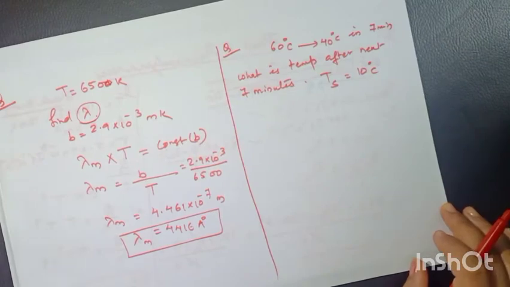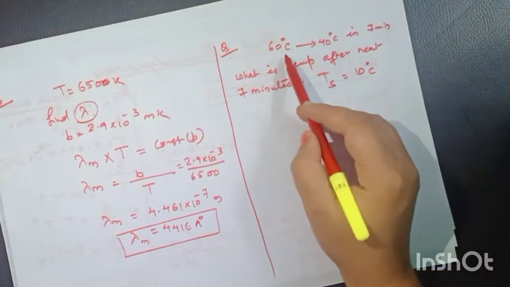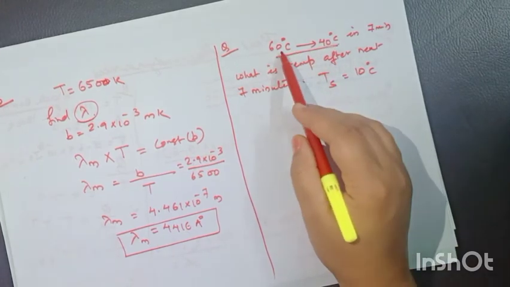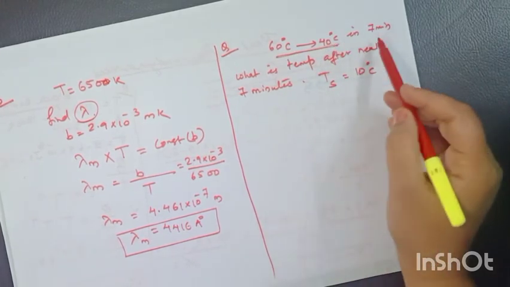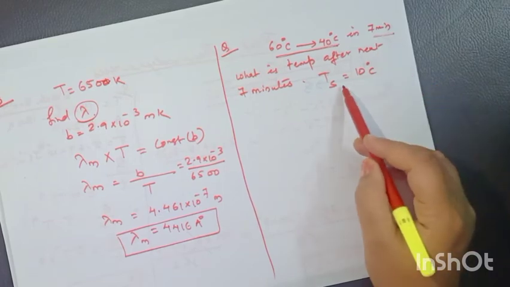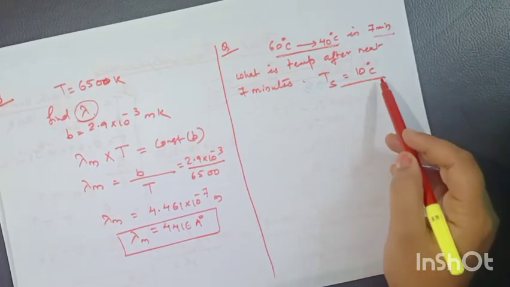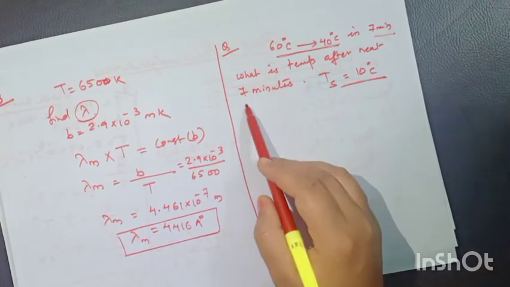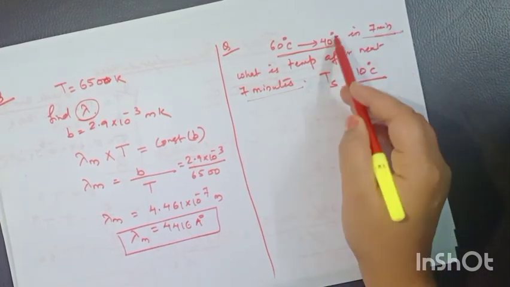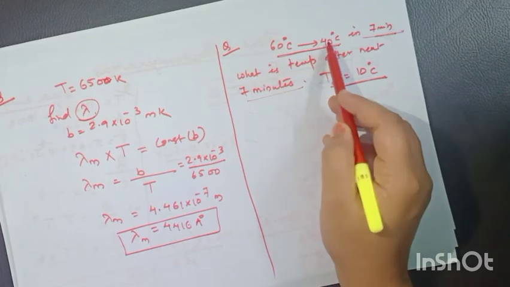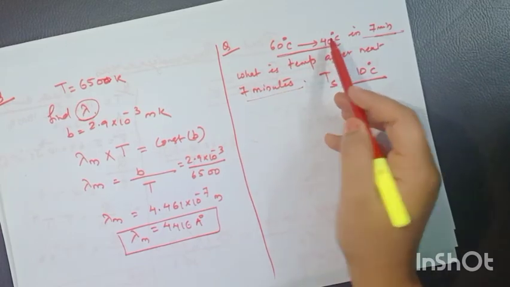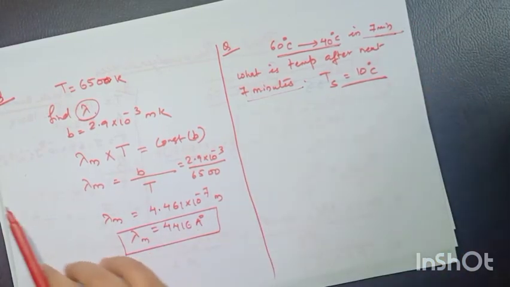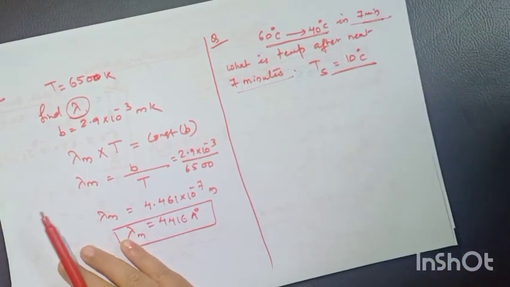The next question is based on Newton's law of cooling, where a body is cooling from 60 degrees to 40 degrees Celsius in 7 minutes. Given the surrounding temperature is 10 degrees Celsius, what will be the temperature of the body after the next 7 minutes? In the first 7 minutes it came down from 60 to 40. In the next 7 minutes, from 40 to what temperature will it come down? So we have to find the final temperature of the body.